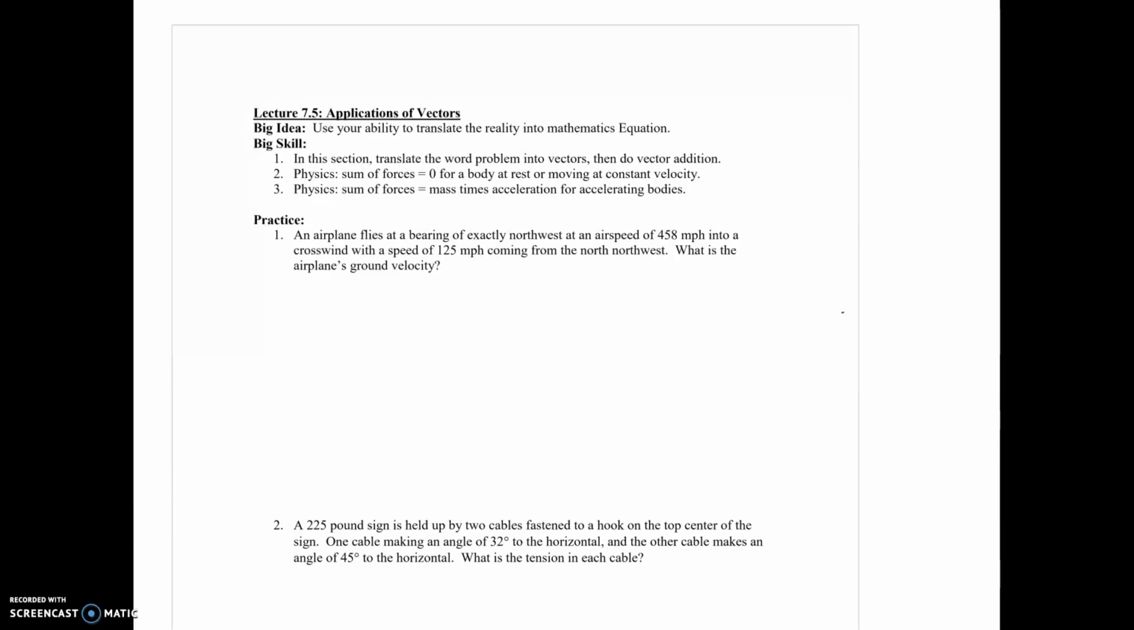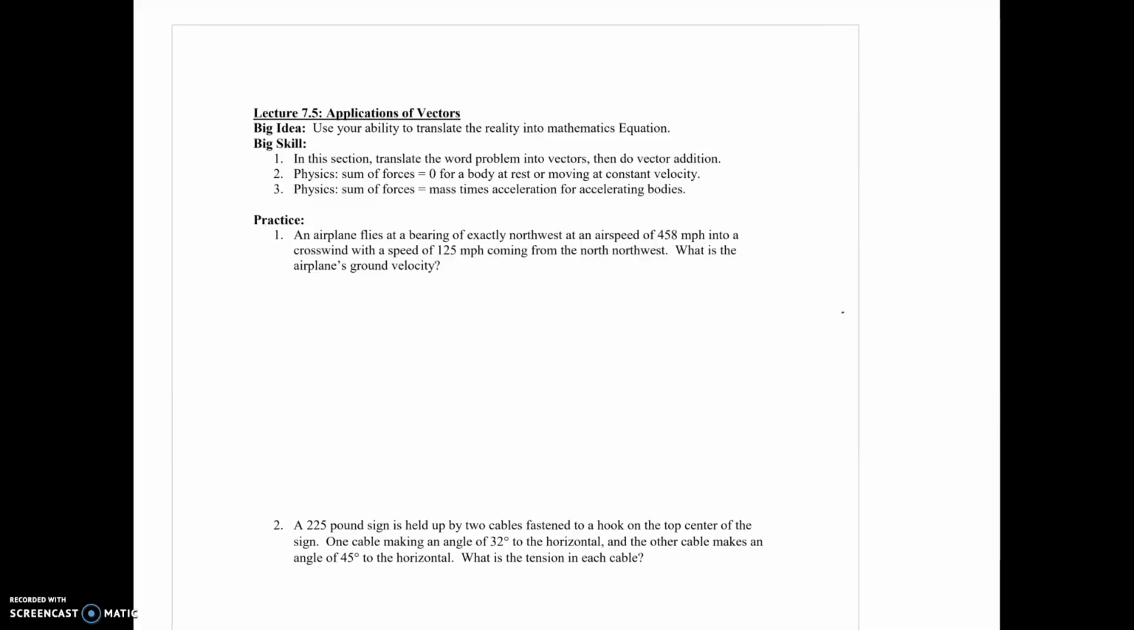Alright guys, so now we are at the last lecture of the semester, 7.5 application vector. So you need to basically use your ability to translate the reality into a mathematical expression equation. And so in this section, translate the word problem into vector, then do vector addition. In physics, sum of force equals 0 for a body at rest or moving at constant velocity, or sum of force equals mass times acceleration for accelerating body.